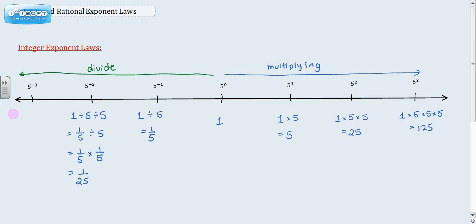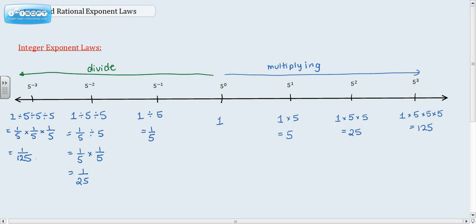And again, for my 5 to the power of -3, I have 1 divided by 5, divided by 5, divided by a 5, which will give me 1 over 5 times 1 over 5 times 1 over 5 when I apply the fraction rules like I did in 5 to the power of -2. So I would have 1 over 125. So this is what's really going on with integer exponent laws.